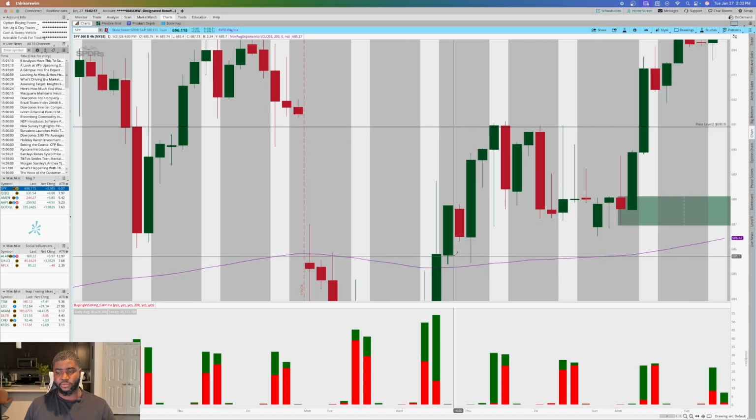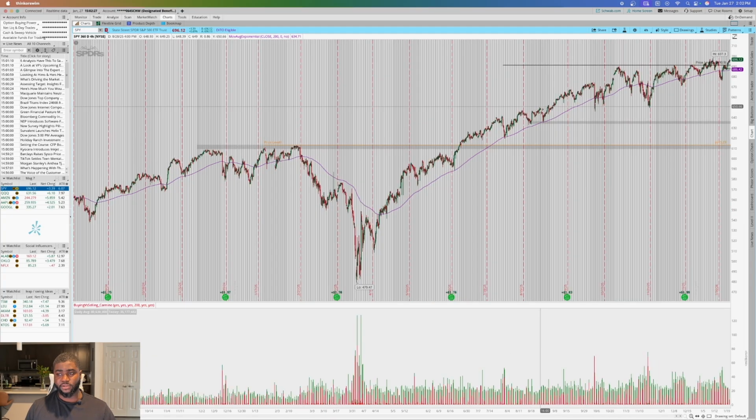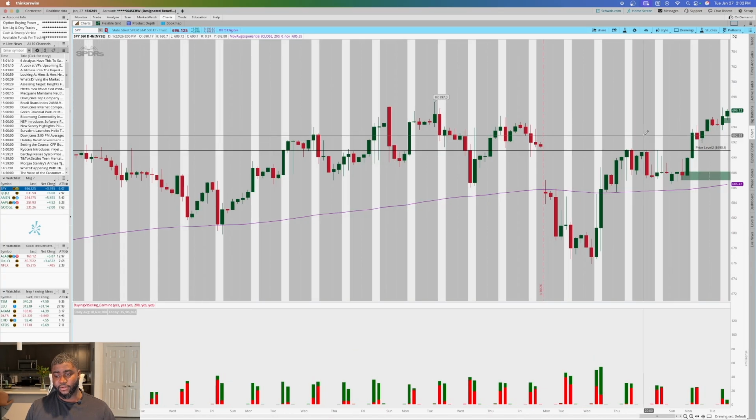So when the market comes back into it, I can see it and take a trade off it. So basically this is how you draw a demand zone. This is how I draw my demand zone, and it's the same for supply. So let's find another demand zone.